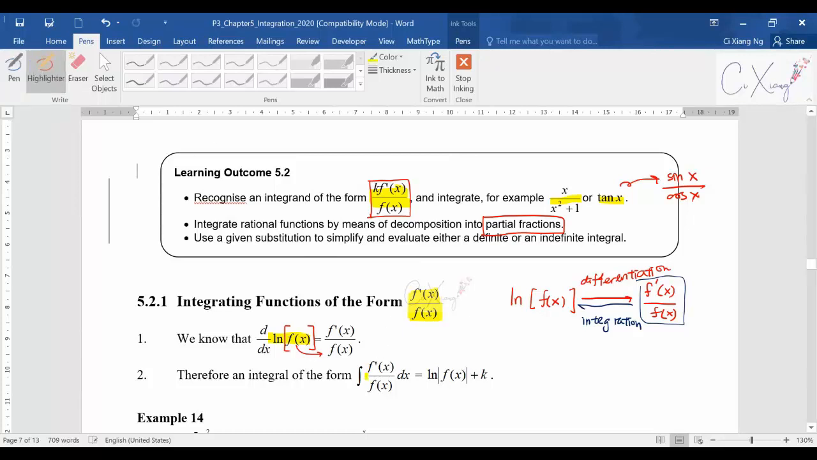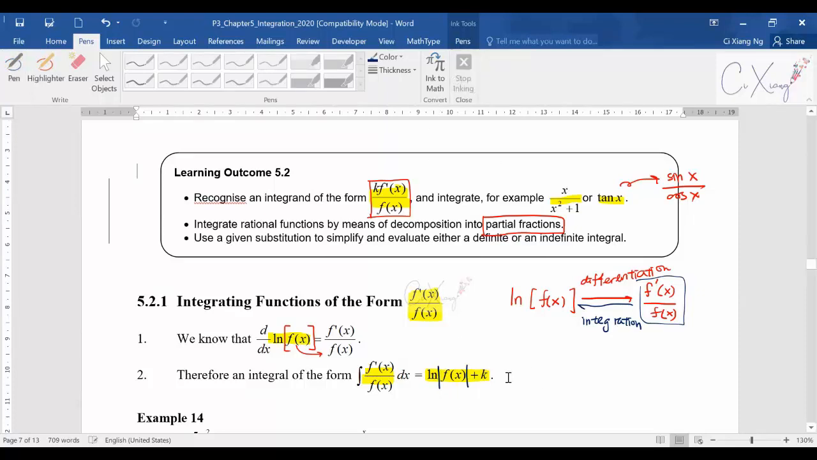So you can see the formula here. If I want to do the integration for f prime x over fx, you'll get ln modulus fx plus k. Please take note of the modulus here, because all the values inside the ln should be positive. Any negative value in the ln will be undefined. So you will see that there's a modulus sign here.